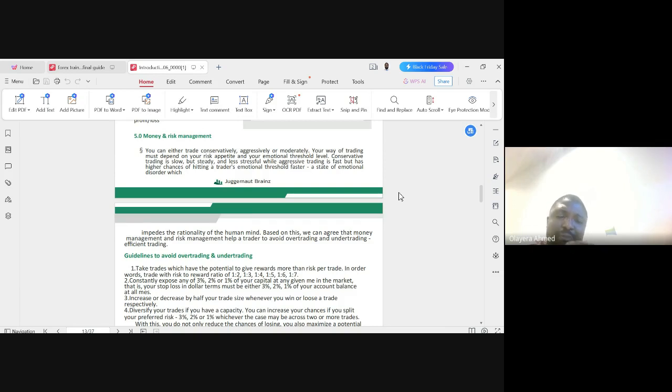Per trade, if I have a deposit of $100, I cannot afford to lose more than 2%. I cannot afford to lose more than 3%. I cannot afford to lose more than 50%.